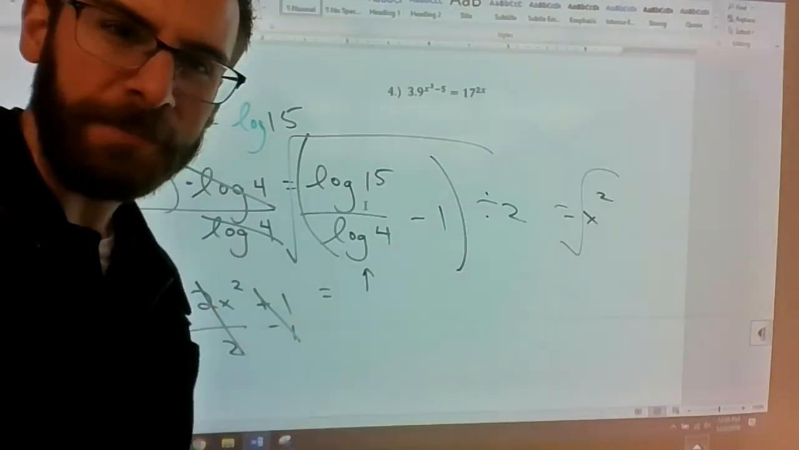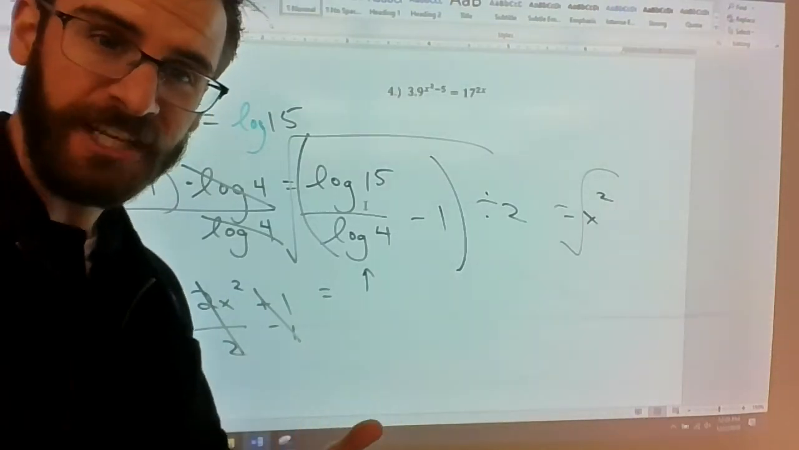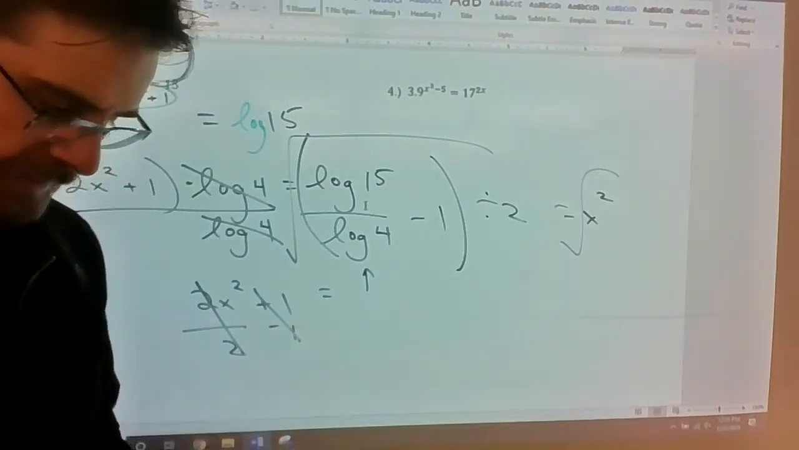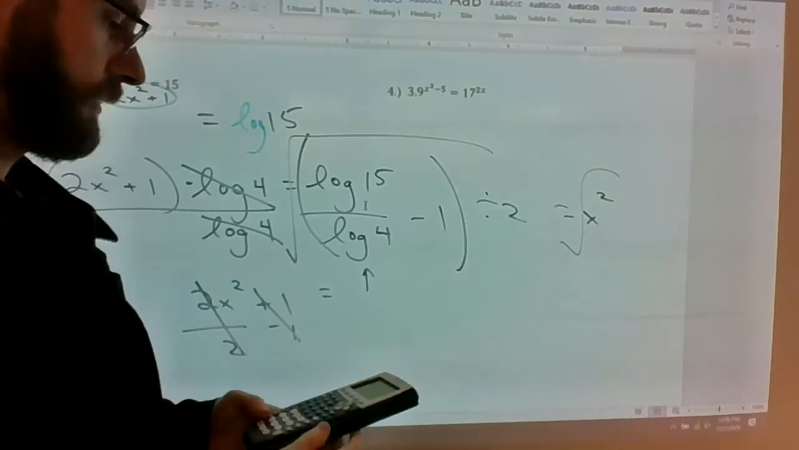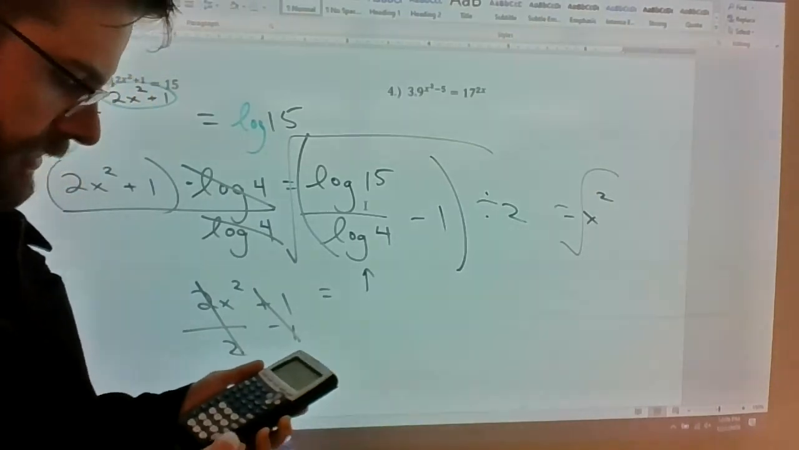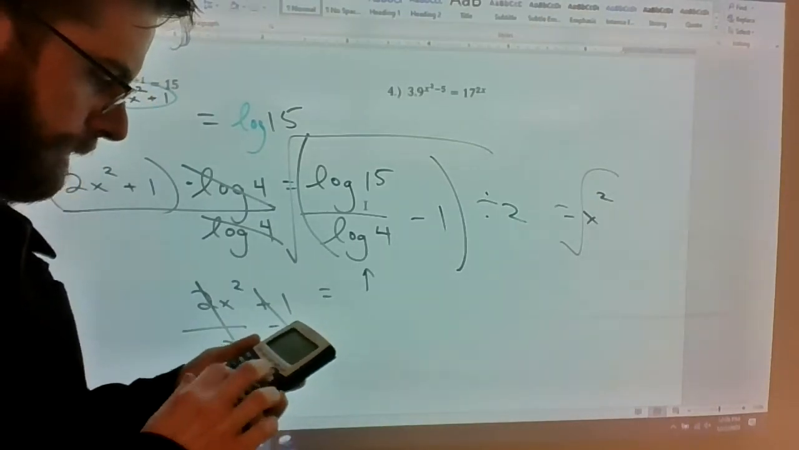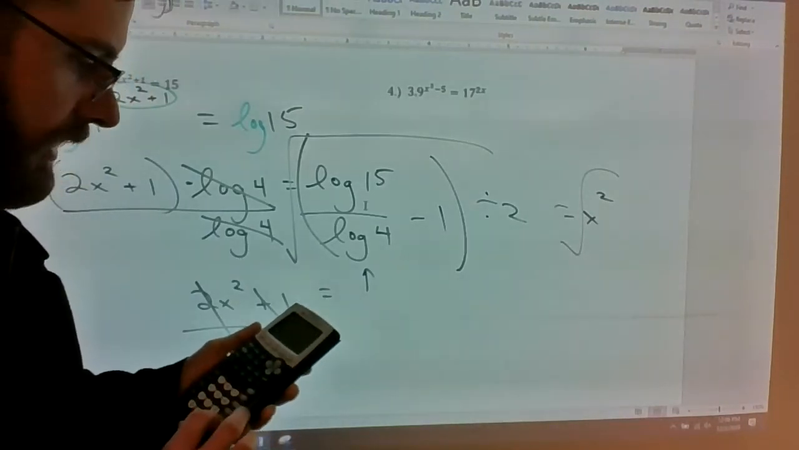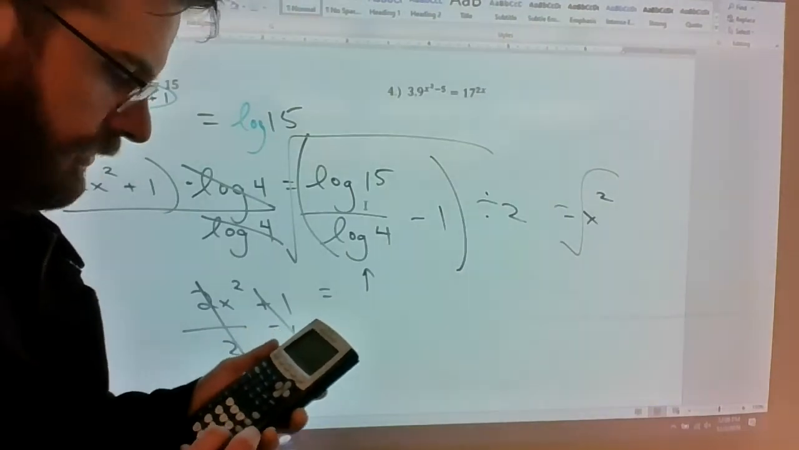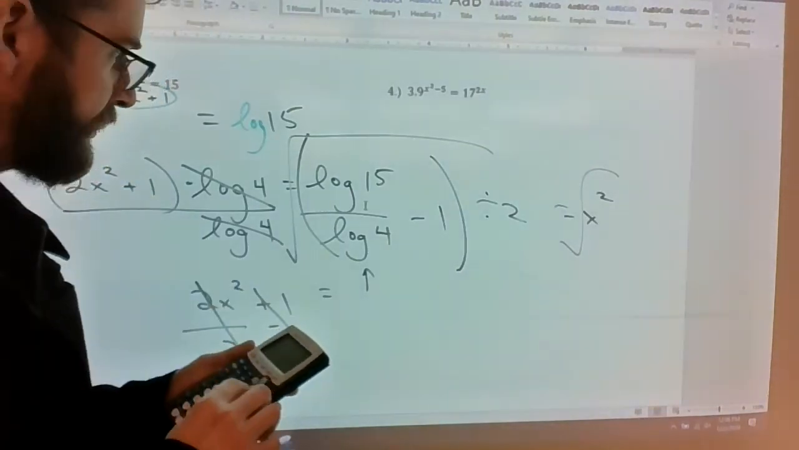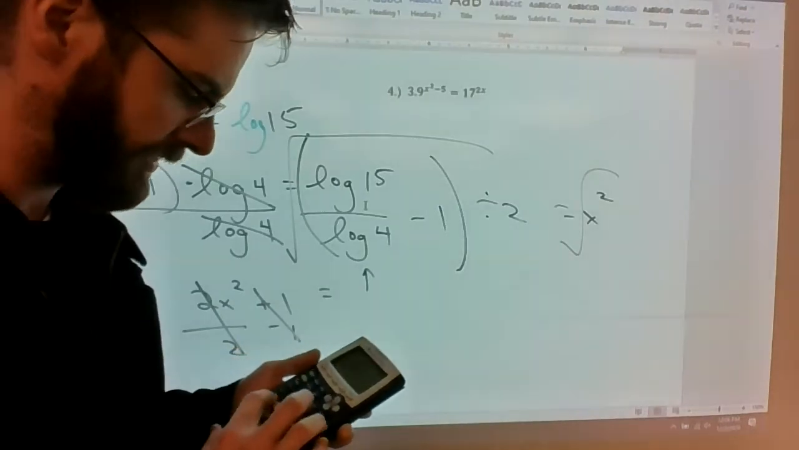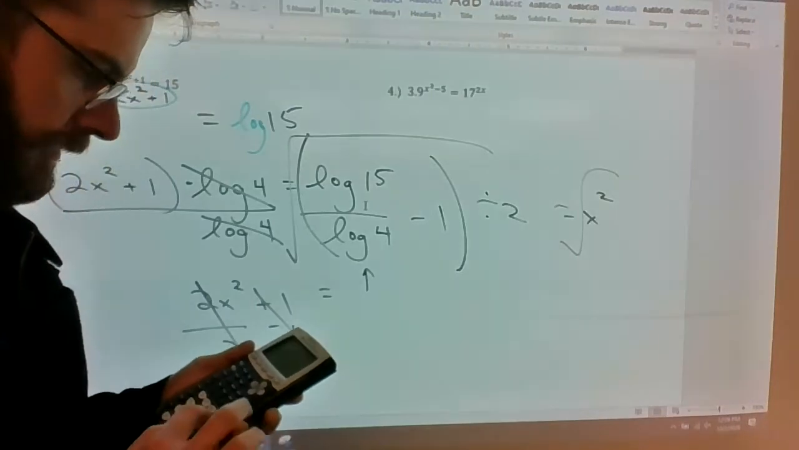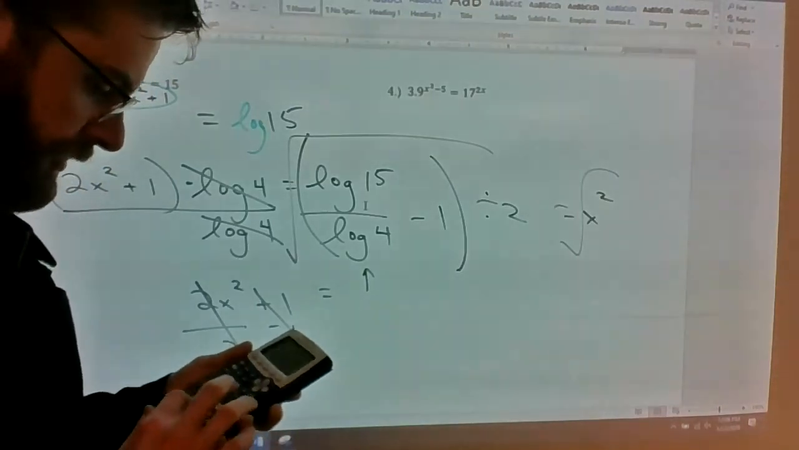Not sure you guys want to. Maybe you just turn the log base 10 of 15 over log base 10 of 4 and just find the decimal. Okay, this is not my calculator. Square root of log 15 divided by log 4 minus 1, that's all inside the square root, and divided by 2. Oh my goodness, I probably should have broken this up into some smaller steps. That's my bad. Minus 1, divide by 2.